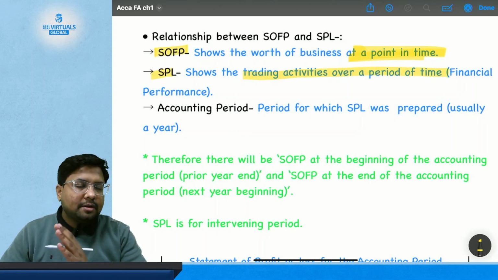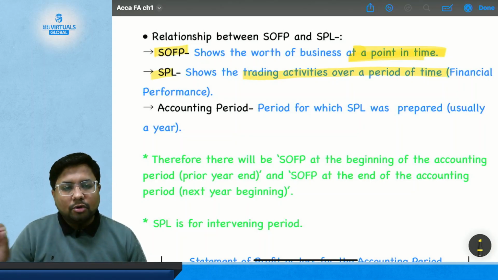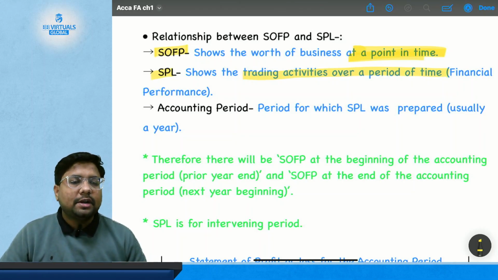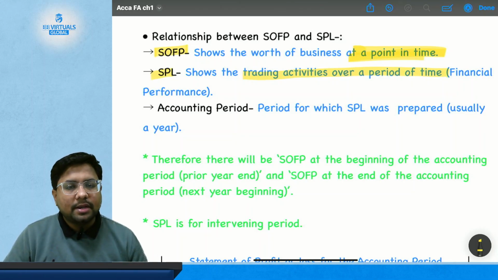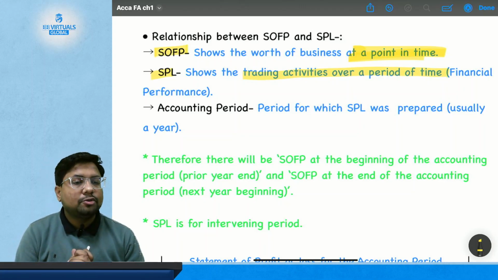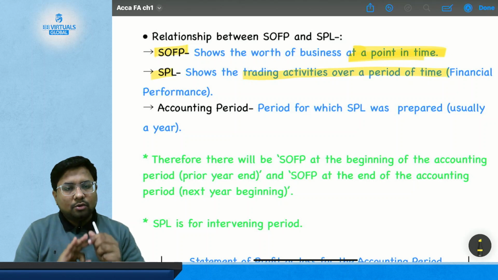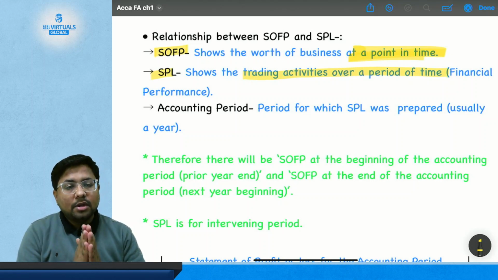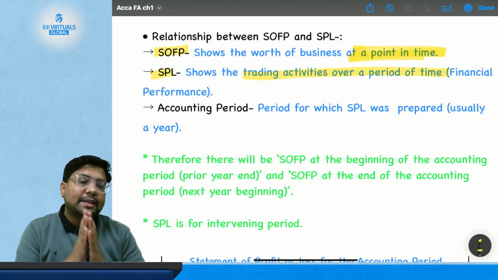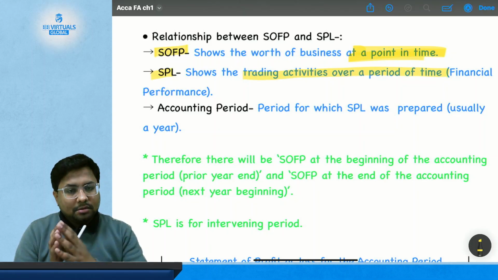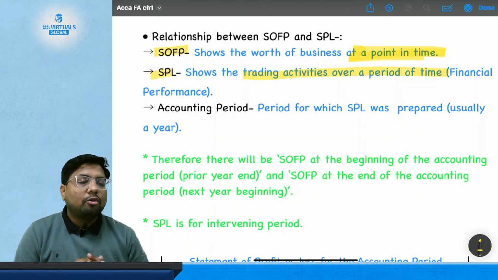And if I ask you for the financial performance of the entire year, you can just add up the financial performance of quarters 1, 2, 3 and 4 and give me the result. So the statement of financial position will show you assets, liabilities and owner's equity or capital for a particular date or time. But SPL will show you the financial performance in the form of profit or loss for the period over time.